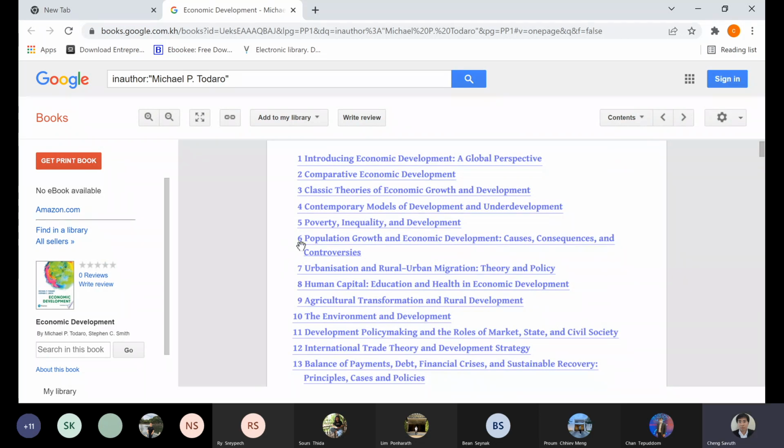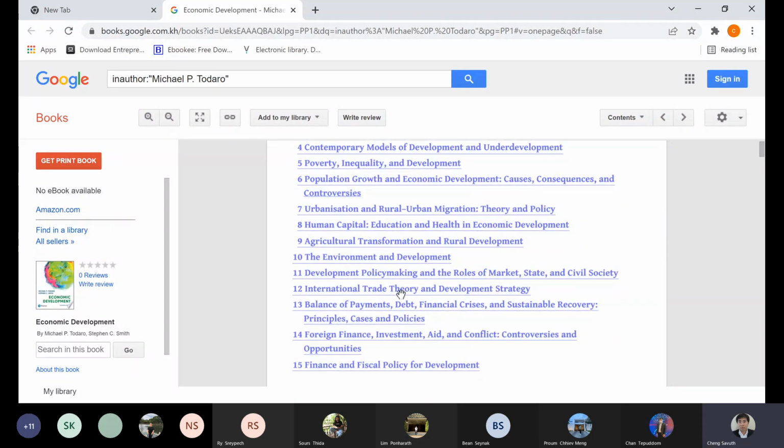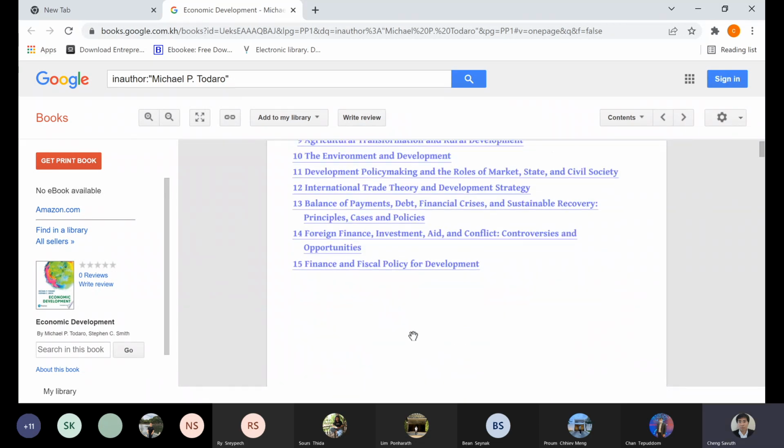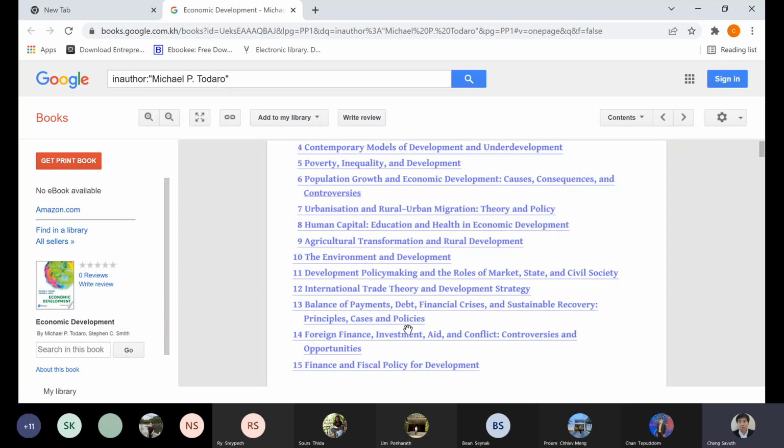Then from chapter 6 up to chapter 11, you learn about domestic issues, for example population growth and urbanization, migration, human capital, agriculture, environment, and the role of civil society. All these belong to the domestic issues. And the rest of the book, chapters 12, 13, 14, and 15, touches on international issues. So you can imagine this book is actually very thick.